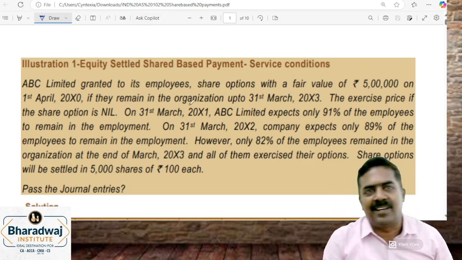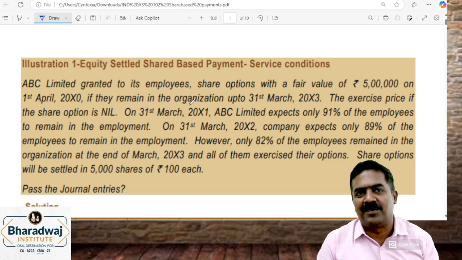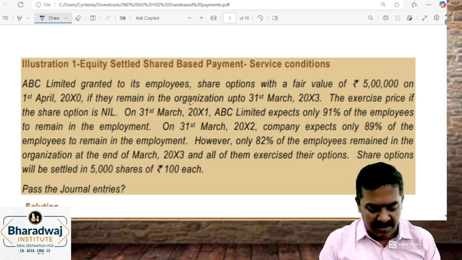Go to the first question. Let your eyes be on the question, not on the solution. Solutions are given just to save the time of revision. So go through the first question.